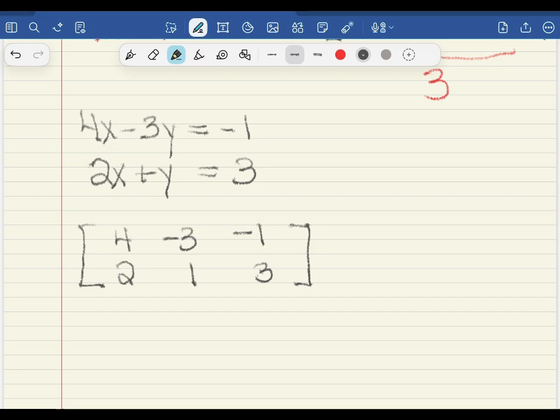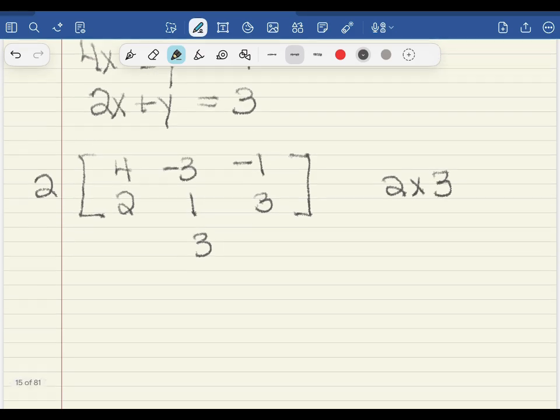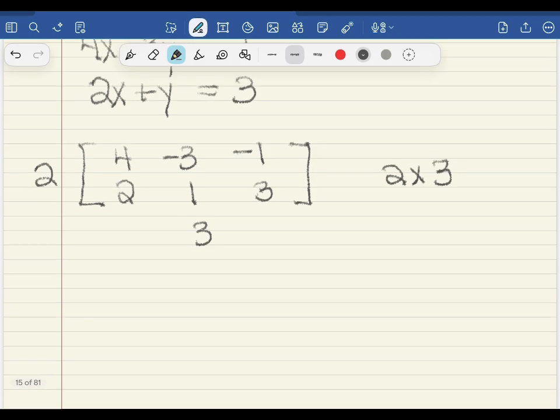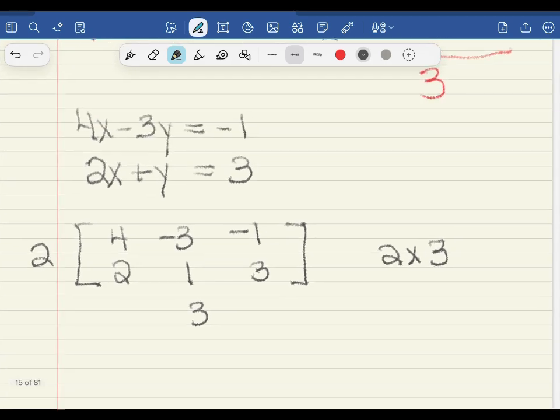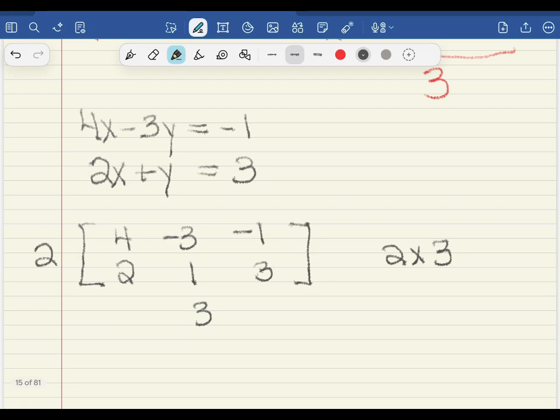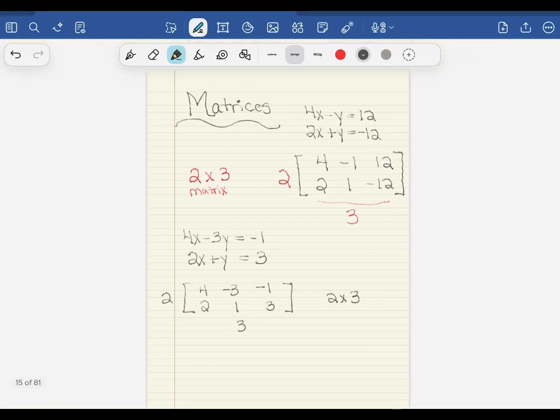And what I want you to point out too is how the x's are lined up, the y's are lined up, and then you have the constants. And this again is a 2 by 3 because it's 2 rows and 3 columns. It's a 2 by 3 matrix. Let's do a different size. How about that? I want to do a different size matrix. I need to make another page.